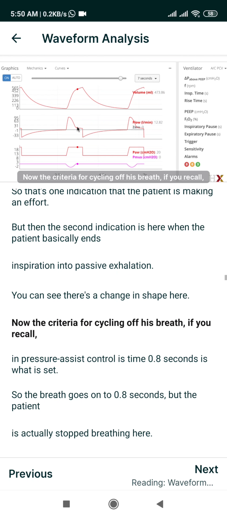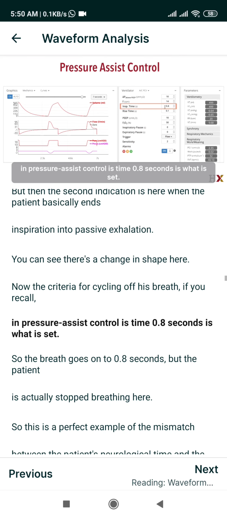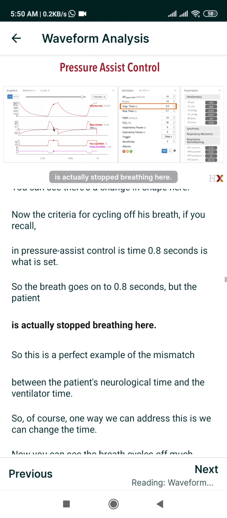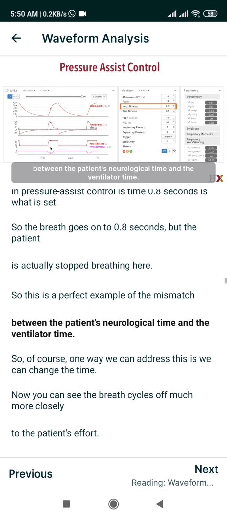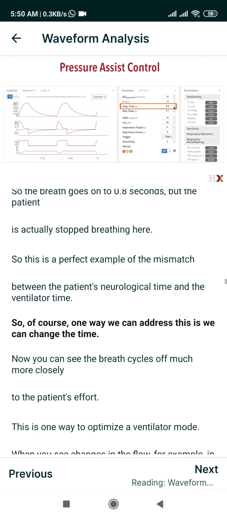Now the criteria for cycling off this breath, if you recall in pressure assist control, is time. 0.8 seconds is what is set. So the breath goes on to 0.8 seconds, but the patient has actually stopped breathing here. So this is a perfect example of the mismatch between the patient's neurological time and the ventilator time. So of course, one way we can address this is we can change the time.